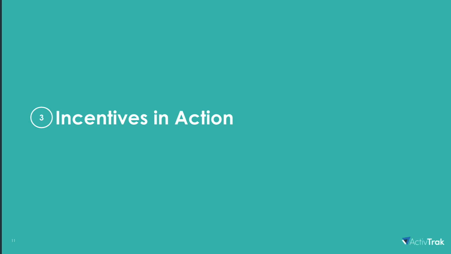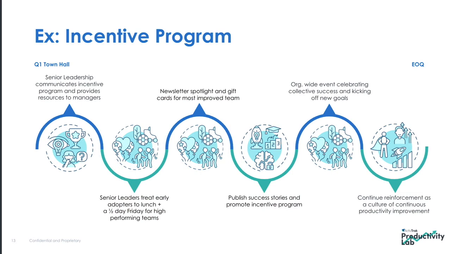Here we'll review an example of a customer incentive program. A successful program should include a timeline, communication strategy, and clear roles and responsibilities. Here, senior leadership is tasked with communicating the program and sharing guiding principles, outlining baselines and goals and defining success, introducing what behaviors will be incentivized, providing resources for managers to implement, and clearly stating a timeline.